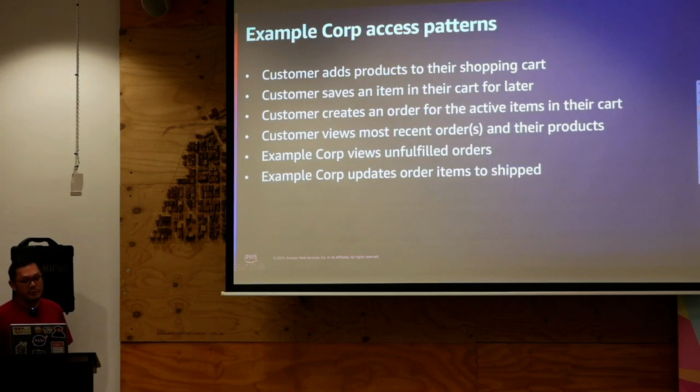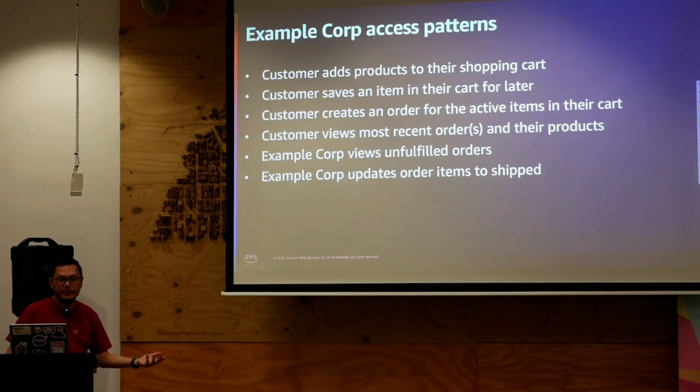All right. So some of the access patterns that we want to look at: customers should be able to add products to their shopping carts. Customers should be able to save an item in the cart for later, right? And then customers should be able to create an order based on the active items in their cart. And then after they place an order, they should be able to view the most recent order and the products, right? So that's the view from a customer point of view.